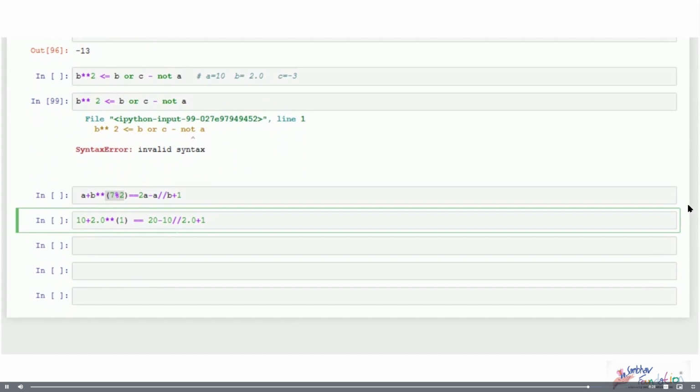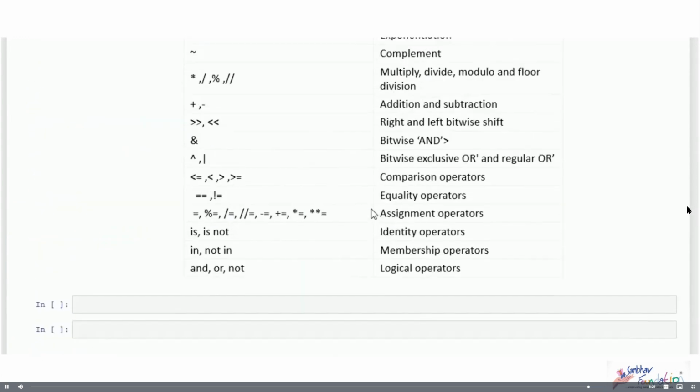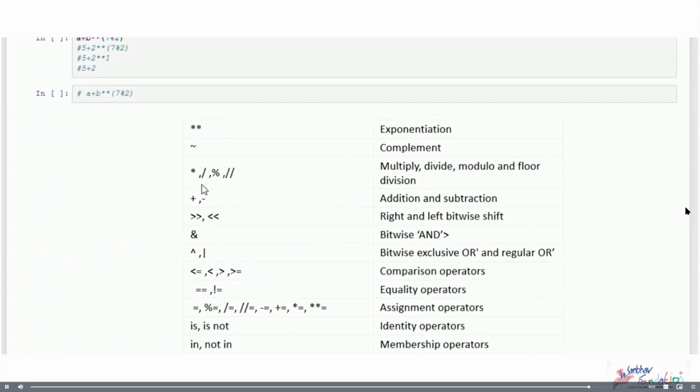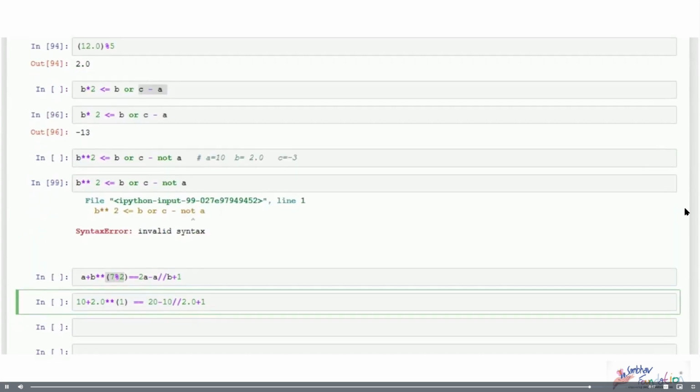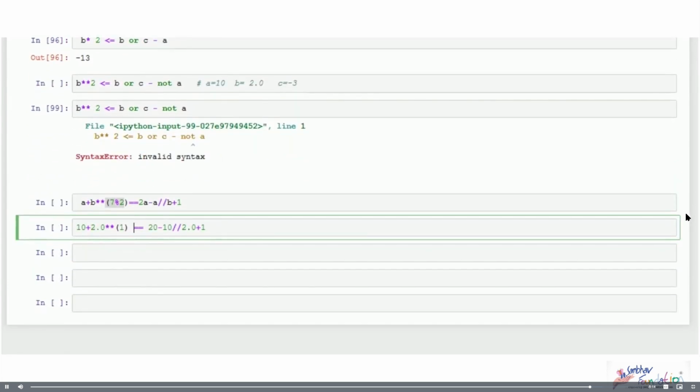So in arithmetic, you can see first is the exponentiation, then you have the integer division, after that you have your additions and subtractions, right? So first is your exponentiation, that is 2.0 to the power 1 is nothing but 2.0. Anything raised to the power 1 is the same number, right? Then we have your floor division, that is your integer division. So 10 divided by 2, you have 5, but since it was int by float, you get a float as the result.